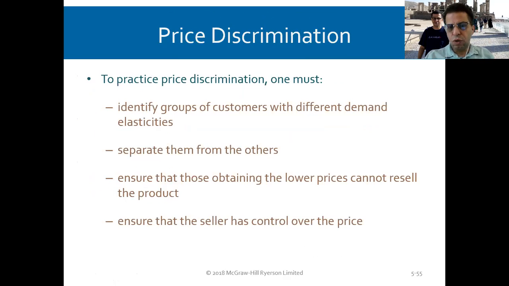So why do we practice price discrimination, and when can we do that? One must identify groups of customers with different demand elasticities, separate them from others, ensure that those obtaining the lower price cannot resell the product, and ensure that the seller has control over the price. And we'll explain each one of them separately.